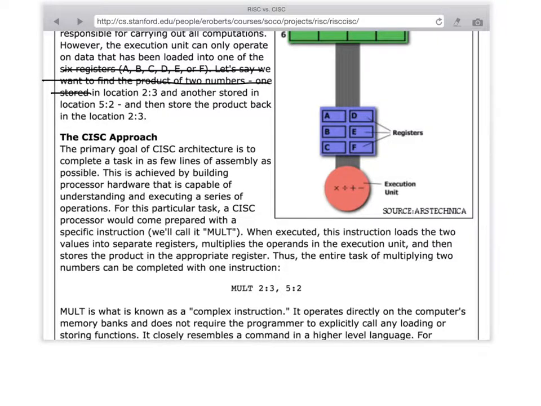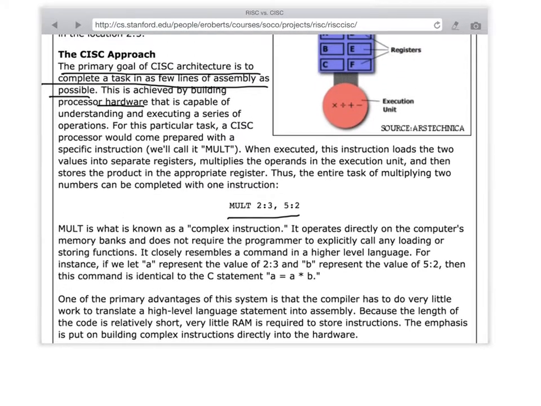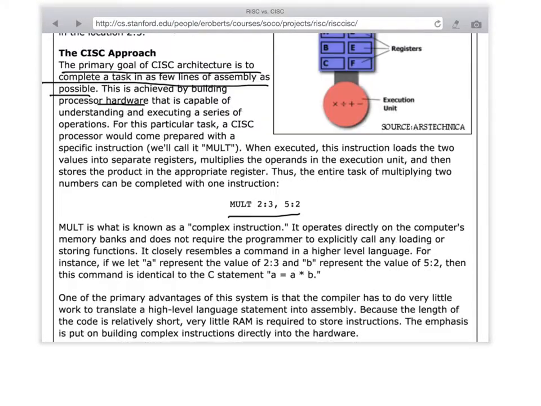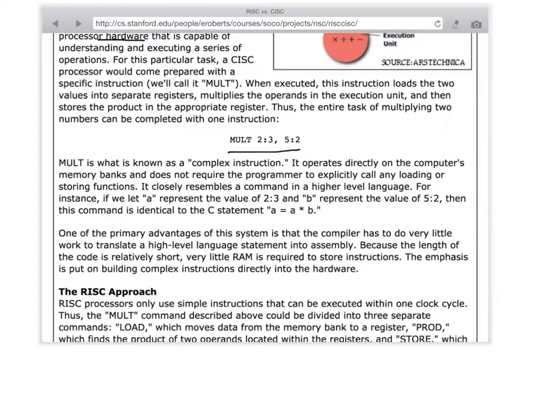Okay, and how they do that is to build complicated instructions into the hardware. So in CISC, a multiply operation is one line. And the instructions are either hardwired into the hardware or they're done with microprogramming, which we'll talk about later in the semester.